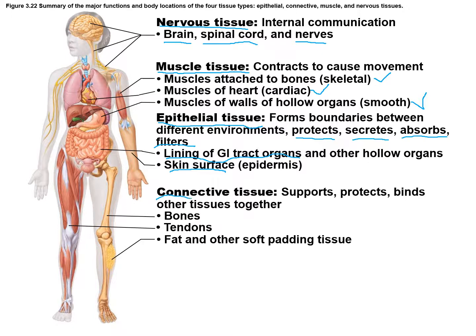Lastly, we have connective tissue, and these are involved in supporting, protecting, and binding other tissues together. A good example of this would be your bones. That will be connective tissue. Tendons are involved in connecting a muscle here to a bone here. And this white that you see here, even though I'm kind of butchering it, I'm doing an outline, that is a tendon. And then you also have fat and other tissue, like soft padding tissue, that not only helps bind blood vessels and cells and tissues and organs together, but also serves to protect the body.